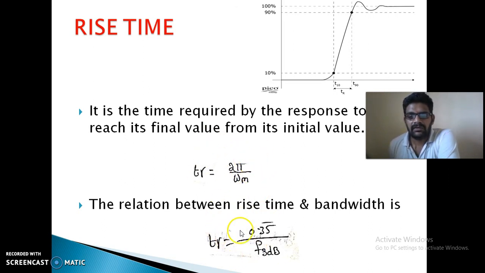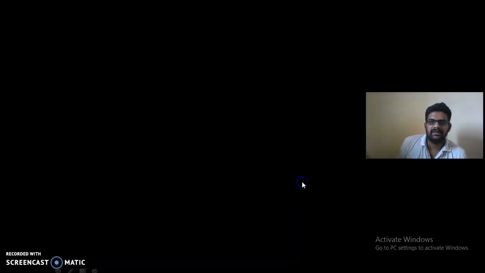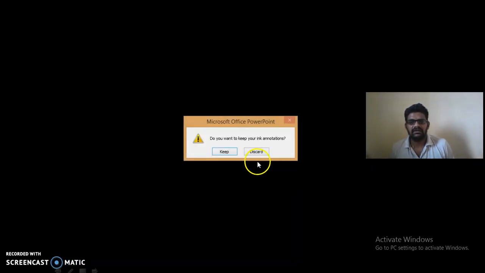So this can be represented as: if you substitute omega equals 2 pi f, it becomes 0.35 by f 3 dB, with 1 by root 2 substituted. This is how you get the relation between rise time and bandwidth. With this, linear transmission through systems is over. Problems are solved in the material. Thank you so much.